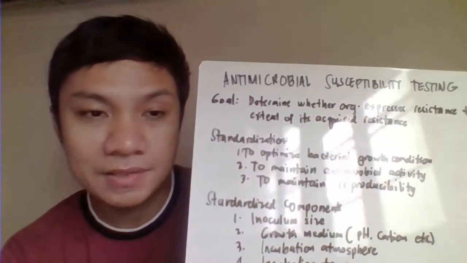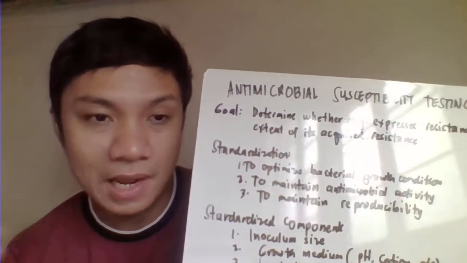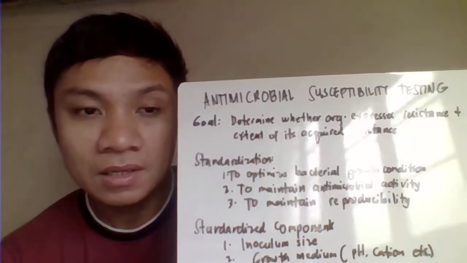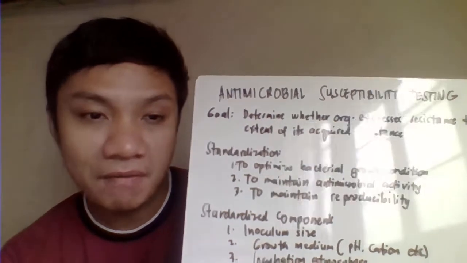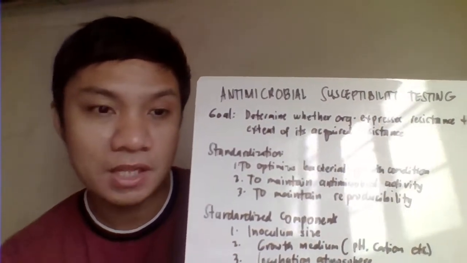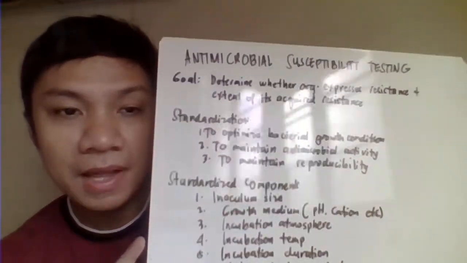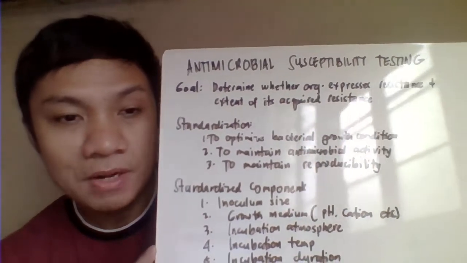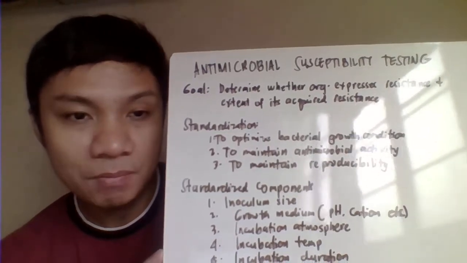Okay, so by doing your culture and sensitivity test, the last part of that is your sensitivity test or the antimicrobial susceptibility testing. You're able to detect which antibiotic is the most effective because we'll be testing that in vitro with your Petri dish. Okay, so basically antimicrobial susceptibility testing will determine if your organism will be resistant or susceptible to your different antibiotics.